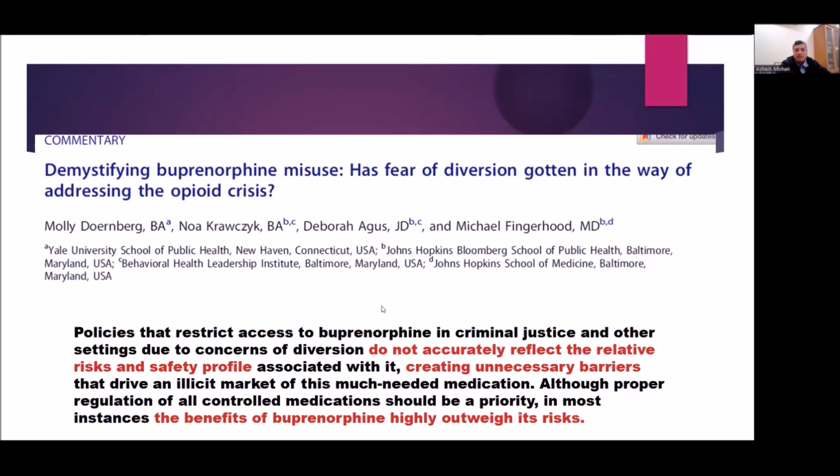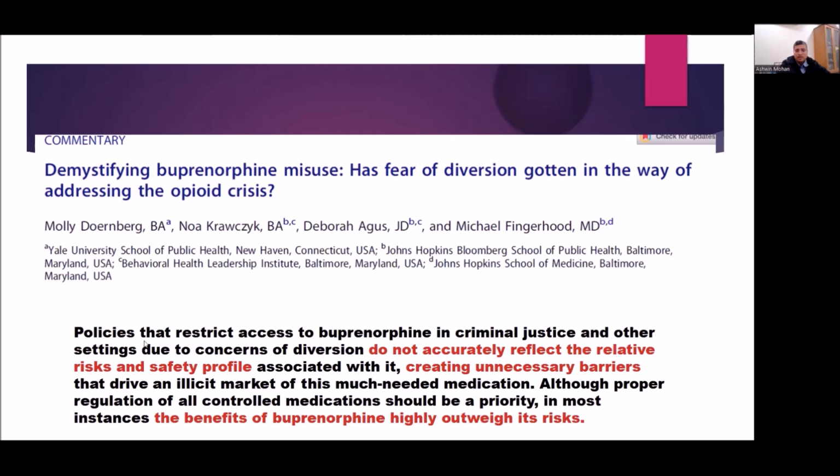So many people ask this question: what is this buprenorphine misuse? Has fear of diversion gotten in the way of addressing this opioid crisis? The number of patients we have with opioid dependence in our country is huge, massive. Everyone knows, people working in the East know, people working in the North, Punjab, Haryana, J&K, Himachal Pradesh, Rajasthan, Delhi, Madhya Pradesh. Everybody knows the number of people in lakhs. And the MSJE report is there to tell us the number of patients.